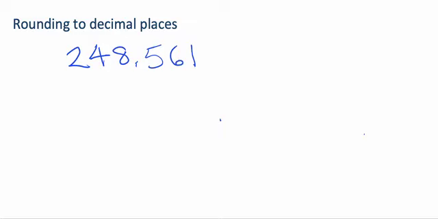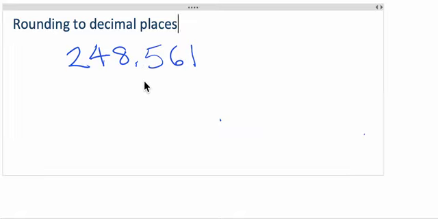In the previous video, we looked at approximation, where we rounded up or down integers, so whole numbers. And the same process can be applied to decimal numbers as well. So for instance, in this number here, 248.561, it's a decimal number, and we're sometimes asked in exam papers to round to the first decimal position or the second decimal place.